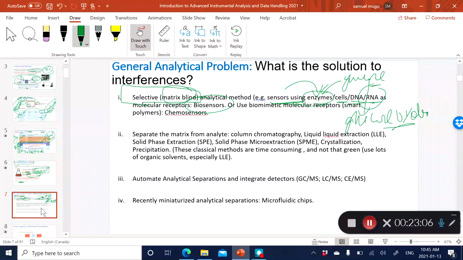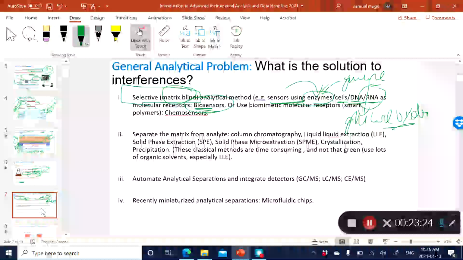If you use these types of sensors, people call them biosensors. The biosensors meaning the molecular receptor is a biological material. DNA is a biological material. Enzymes are biological materials, and that's why they call them biosensors. But of course, we all know that there are so many analytes out there that it might be difficult to find an appropriate biological molecular receptor.